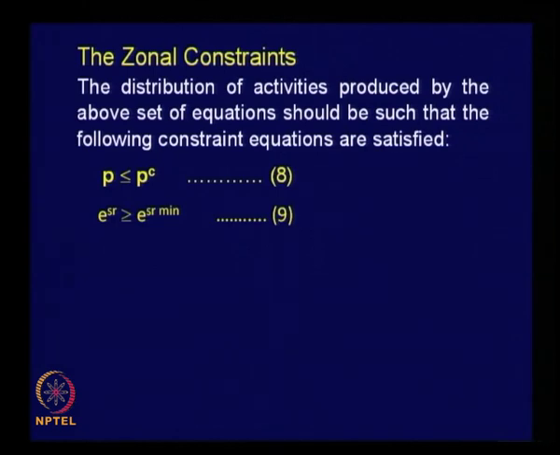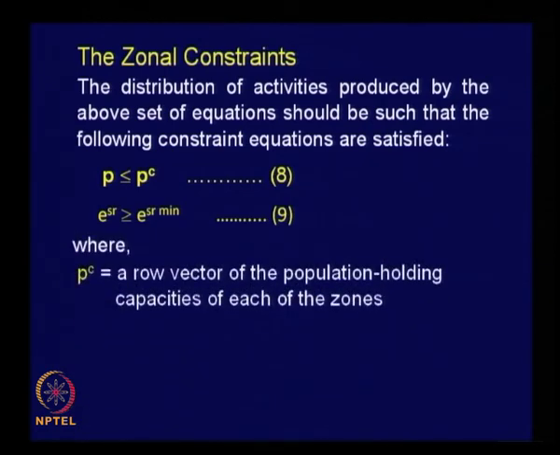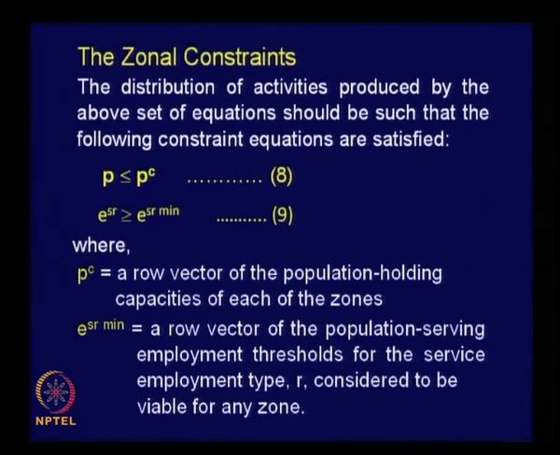If there are any questions, you are welcome to raise, there is no problem. Where PC is a row vector of the population holding capacities of each of the zones, and E_r minimum is equal to a row vector of the population serving employment thresholds for the service employment type considered to be viable for any zone. Clear? That is the E_r minimum. So, these constraints are to be satisfied by the model.